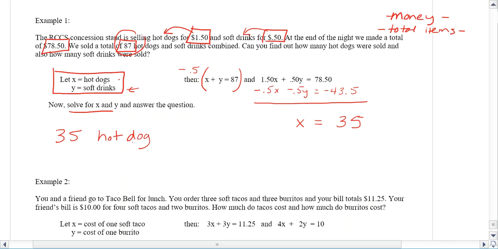And now plug it into one of the others. I guess I like this equation; it looks a little easier to me. So 35 plus y equals 87. Subtract that, and we sold 52 sodas. So I hope that's what you also came up with.